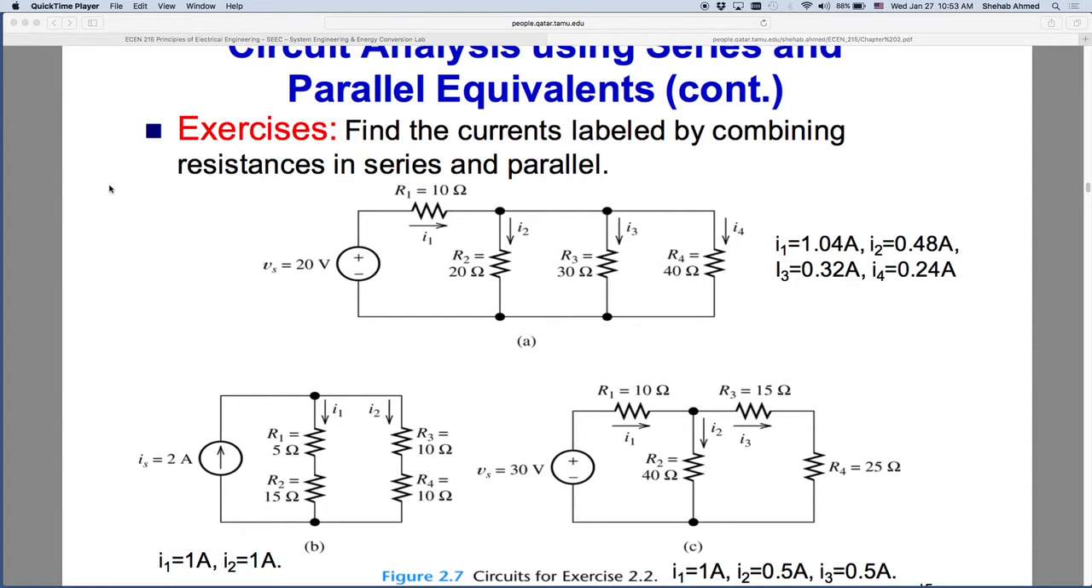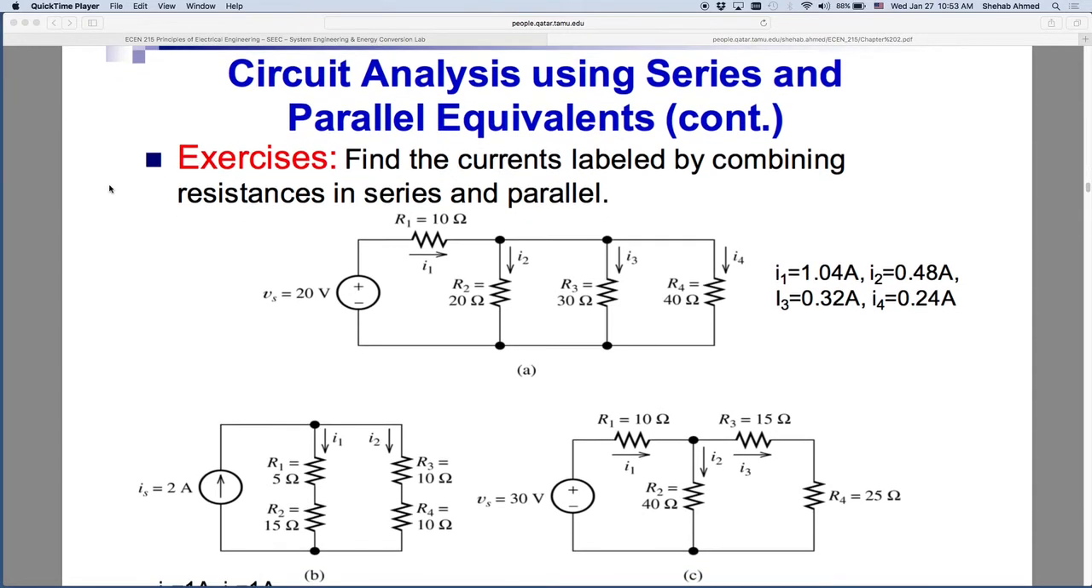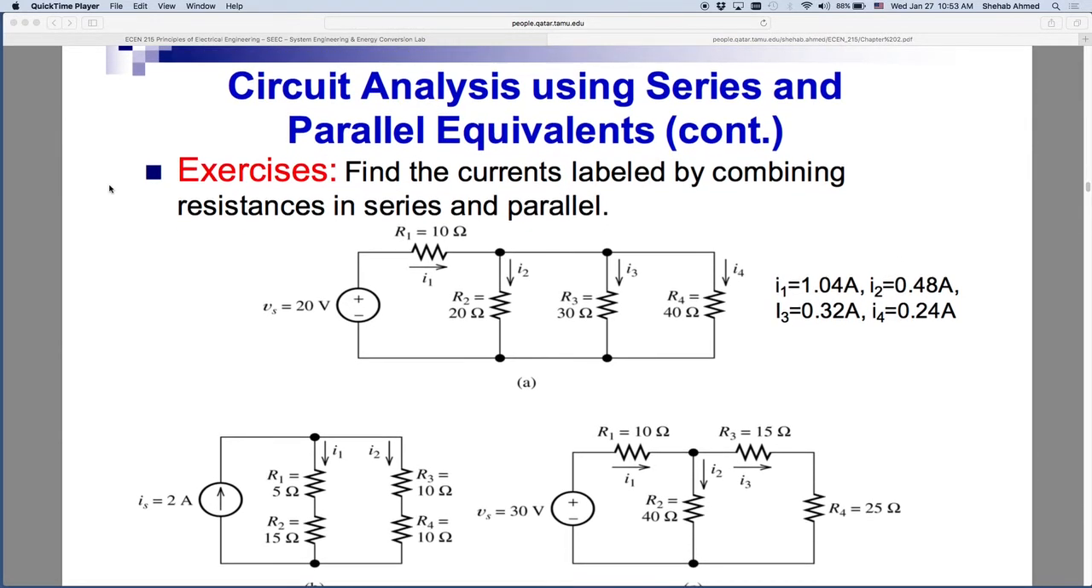Where we left off last time. So I think we were talking about this circuit last time, trying to solve it, and we were trying to find the currents labeled in the circuit. So how did we go about this?